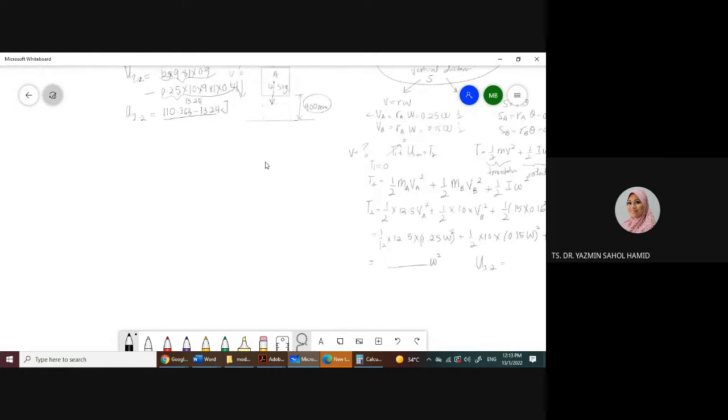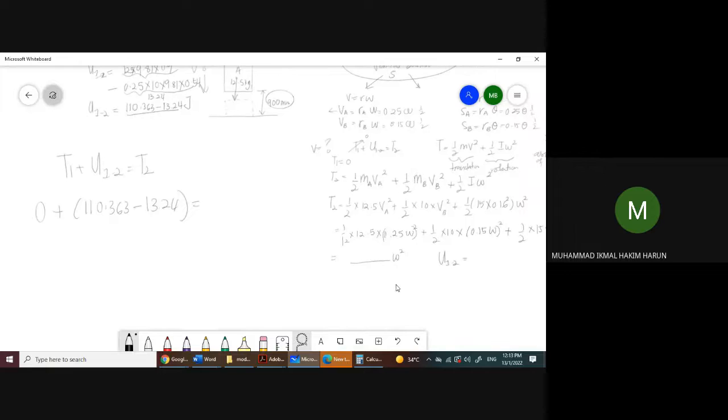So, we already know T1 plus work equals T2. T1 is zero, work is 110.363 minus 13.24 equals T2. What did we get for T2 earlier? T2 earlier was 0.3696 omega squared. That's wrong.